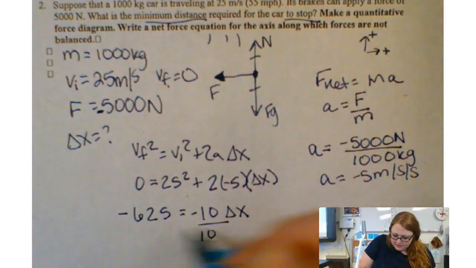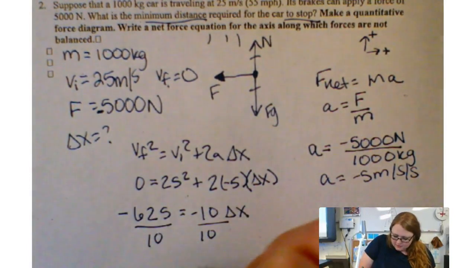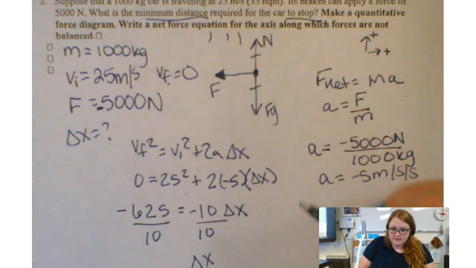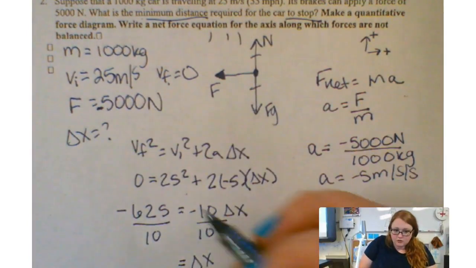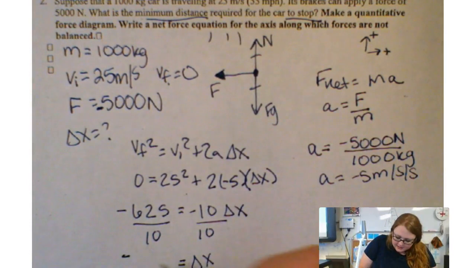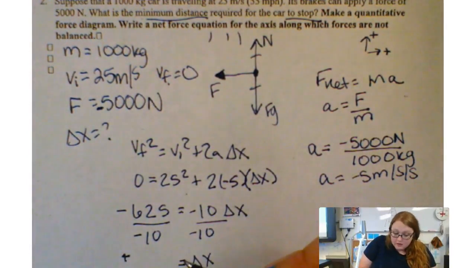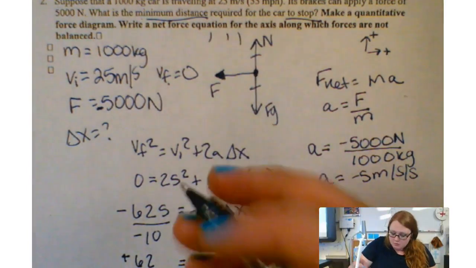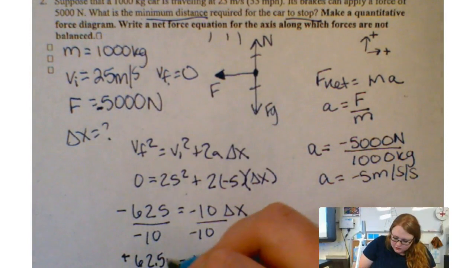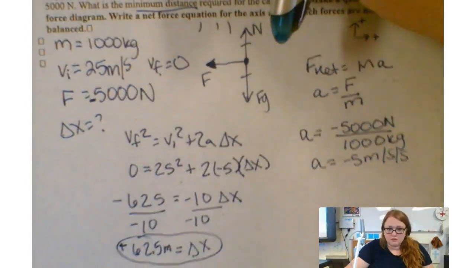So when I divide by negative 10, delta X is going to be 62.5, and the units for displacement are meters. Sorry, I know that's hard to see.